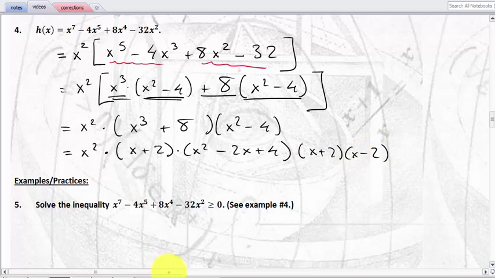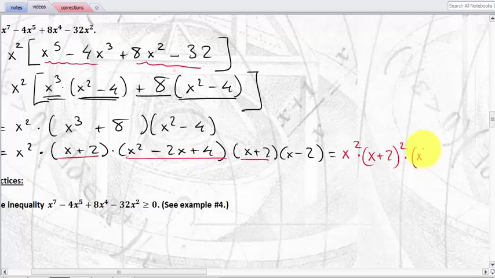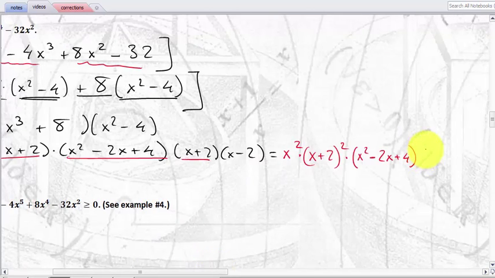Okay, so what do we have? Here I'll write it in a different color. We have x squared times, how many x plus 2? 2. So x plus 2 squared times this, if I haven't made a mistake, this doesn't have any real solution, right? They're all complex. Times x squared minus 2x plus 4, right here. And then finally times x minus 2. That's it. Okay, times x minus 2.